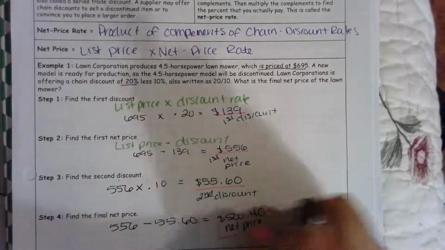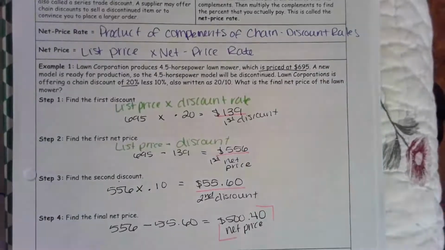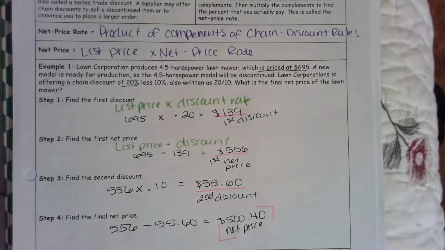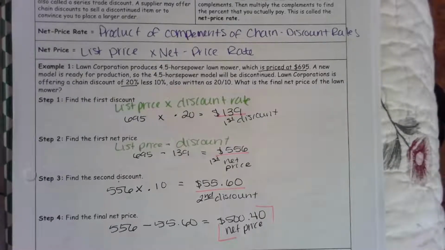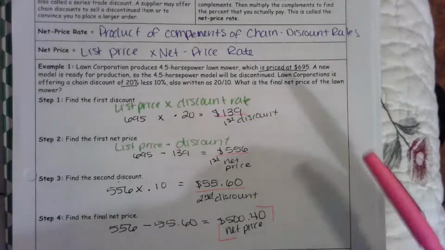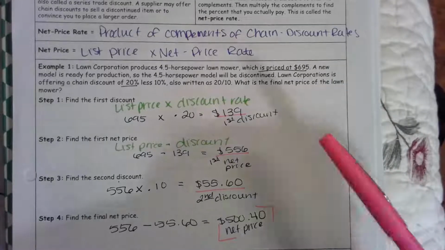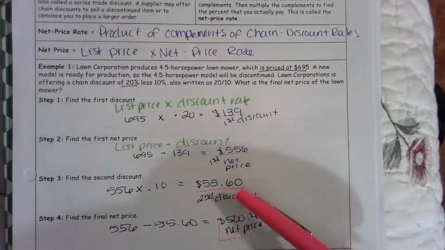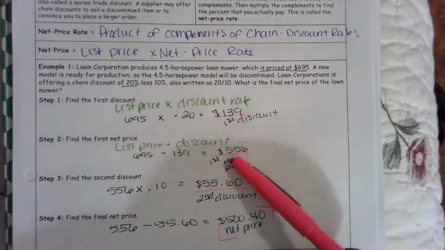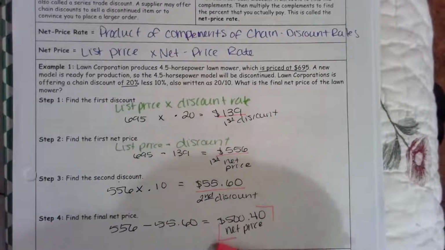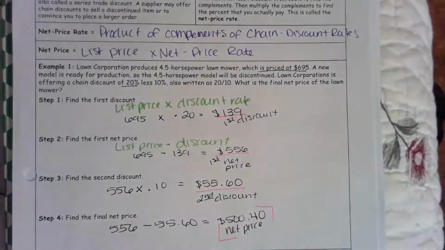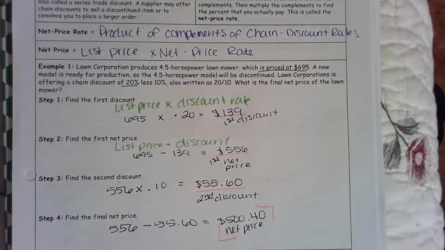So that's it. All this tells you is it was originally $695. Then they took 20% off that $695. So then they were selling it at $556. And then they took another 10% off of that discounted price of $556, and they ended up at $500.40, which, if you think about it, that's like $195 off an item.